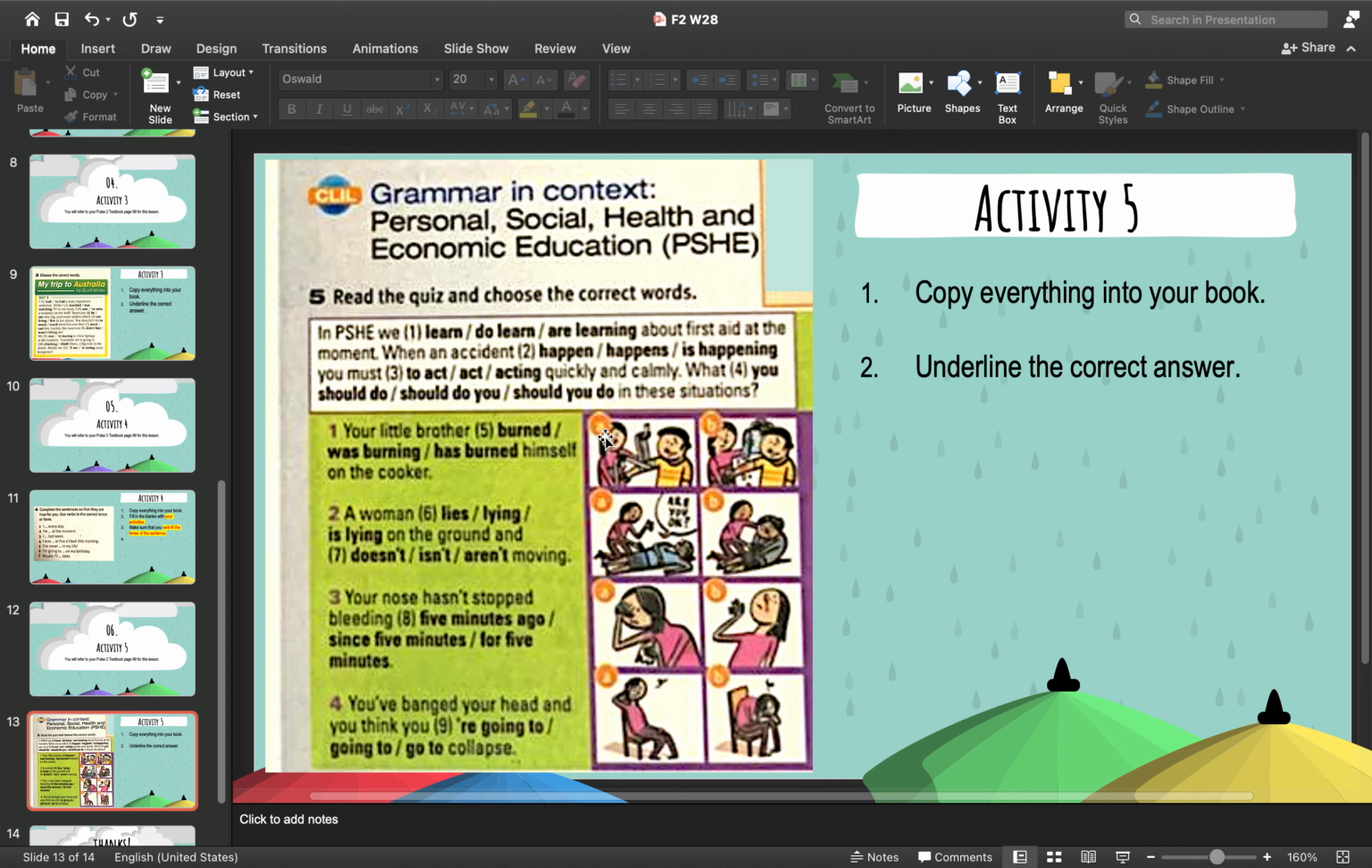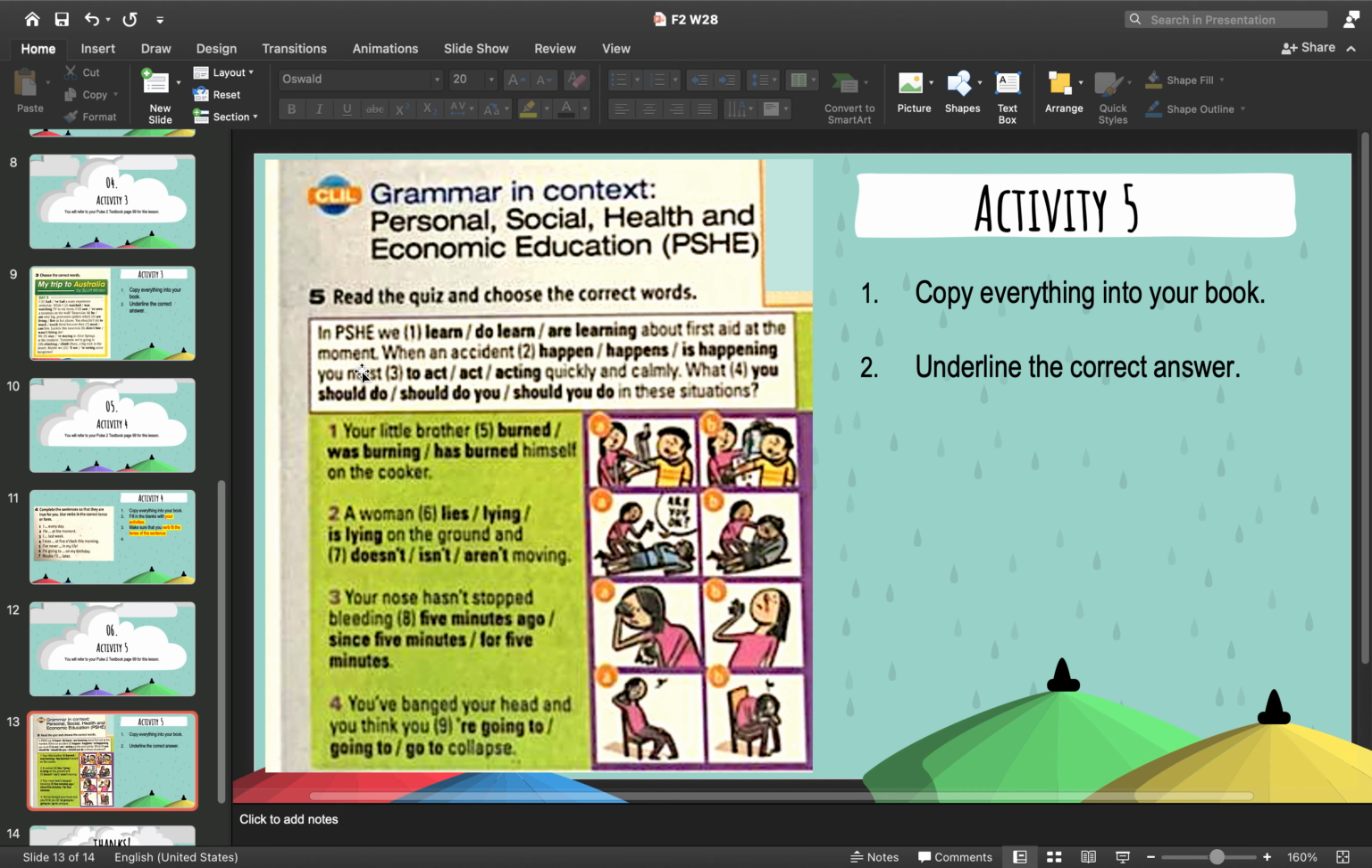So, you are going to read about personal, social, health and economic education, PSHE. So, first of all, salin semua ni dalam buku kamu. Kemudian, underline the correct answer. So, kamu akan salin semua ni. Kemudian, kamu nampak tak dia bagi beberapa pilihan jawapan. Kamu akan salin juga 3 pilihan jawapan ni. Kemudian, gariskan jawapan kamu. In PSHE, we about first aid at the moment.